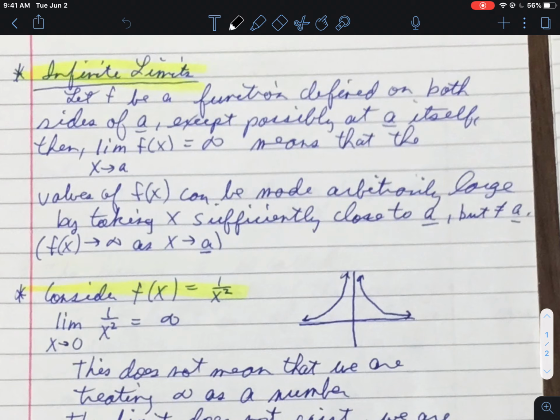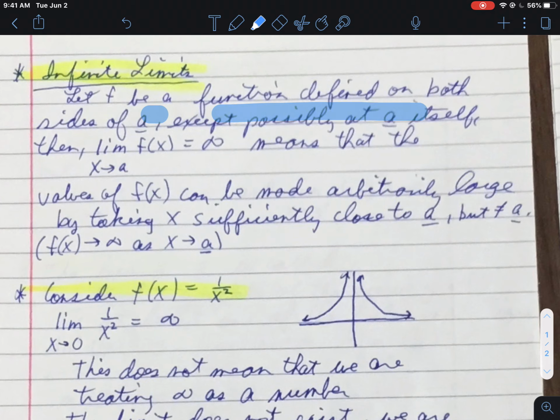So, definition: let f be a function defined on both sides of a, except possibly at a itself. You're always going to see that statement when we're talking about limit definitions, because, like we said, we're approaching from both sides of a. We don't care what happens at a itself.